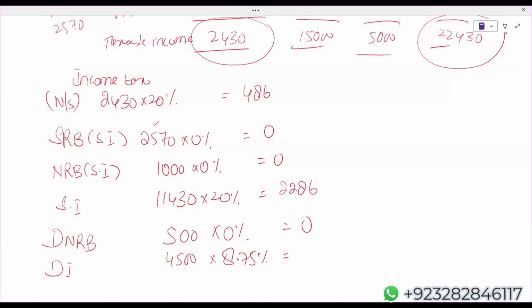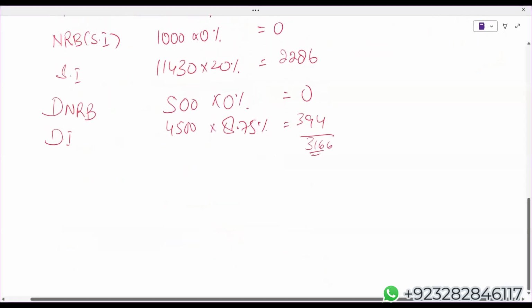Let's take it 394, because I'm getting 393.75. So here comes income tax liability: 486, 2,286 plus 394. Students, I'm getting 3,166. That's great. The answer given by the student is correct. Let's have one more question.